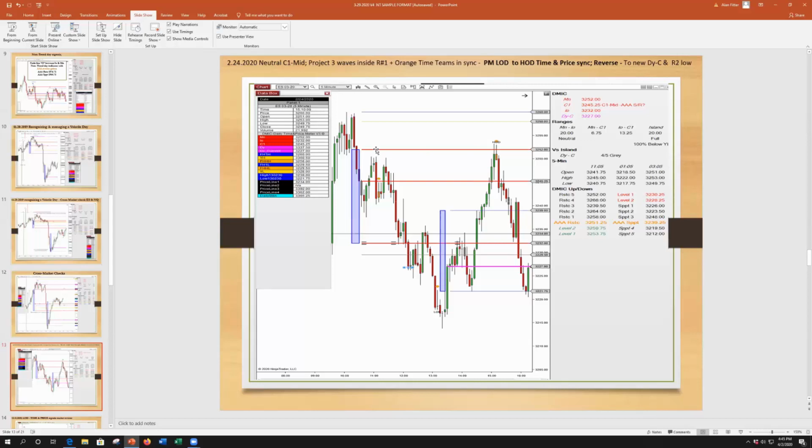So here's wave 1. We've seen that. Later, wave 2 comes back up, and here we get wave 3 back down again. How did we expect 3 waves? It's a neutral chart, which indicates volatility in today's market. It's a C1 mid, which indicates that the likelihood of 3 waves inside rectangle 1 is a probability.